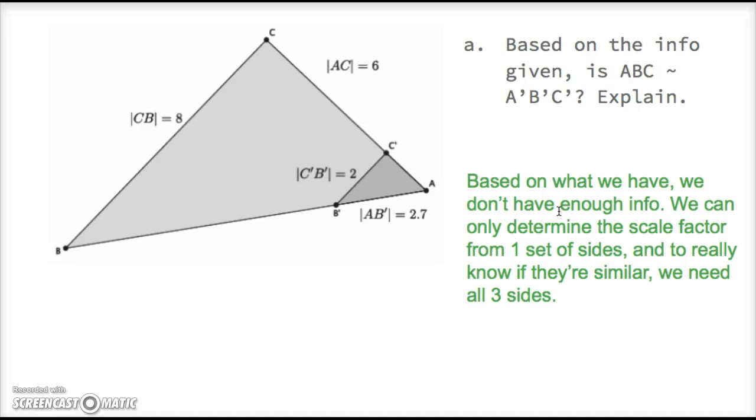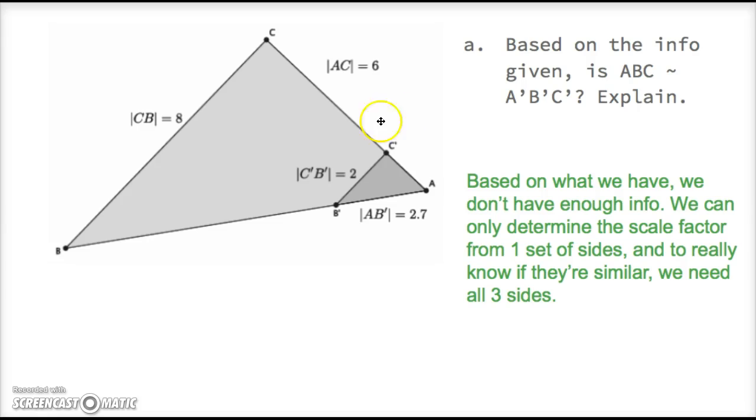So if we look at the question, it says, based on the information given, is ABC similar to A prime, B prime, C prime? And explain. What we've been talking about lately is to know if they are similar or not. First of all, if they have the same scale factor applied to all sides, they're going to be similar. Or if they follow the angle criteria, then they will be similar, because that means the third angles in each triangle will also be congruent.